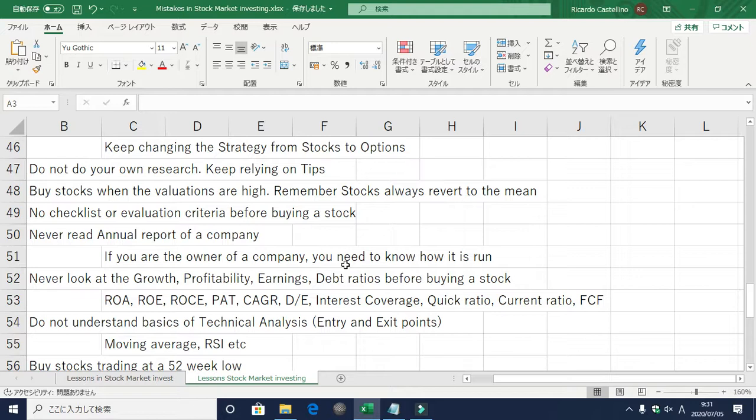Another mistake is that investors do not have any checklist or evaluation criteria before buying a stock. I think this is a common mistake most investors make. At least more than 80% of investors make this mistake. Another mistake is they never read the annual report of a company. You need to do this as if you are the owner of the company. You need to know how the company is run. You need to read the annual report. Very important.